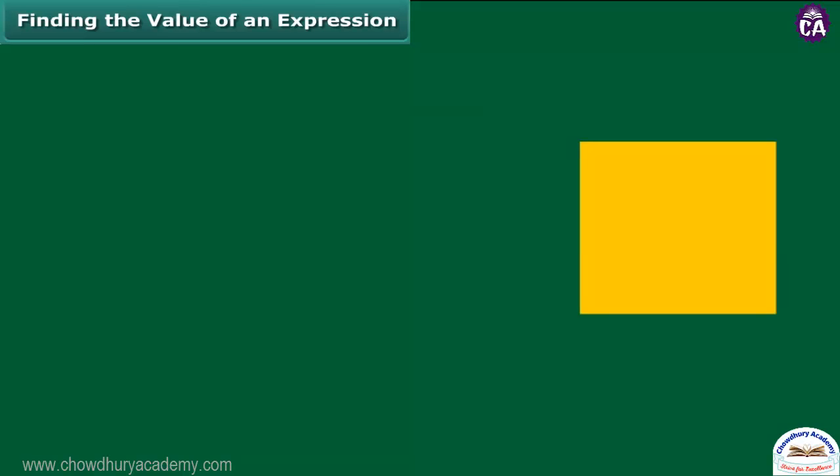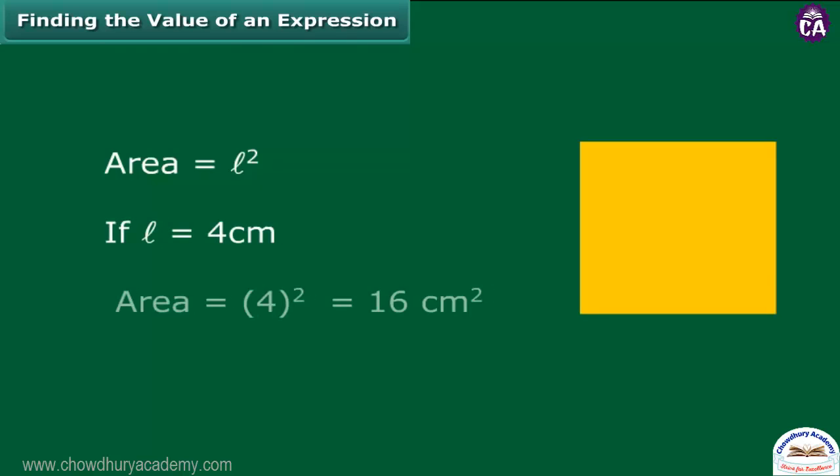See this square? It has an area equal to l square. If the value of l is equal to 4 centimeters, then what would be the area of this square? That's right, it would be 16 centimeters square. So children, there are a number of situations in which we need to find the value of an expression.